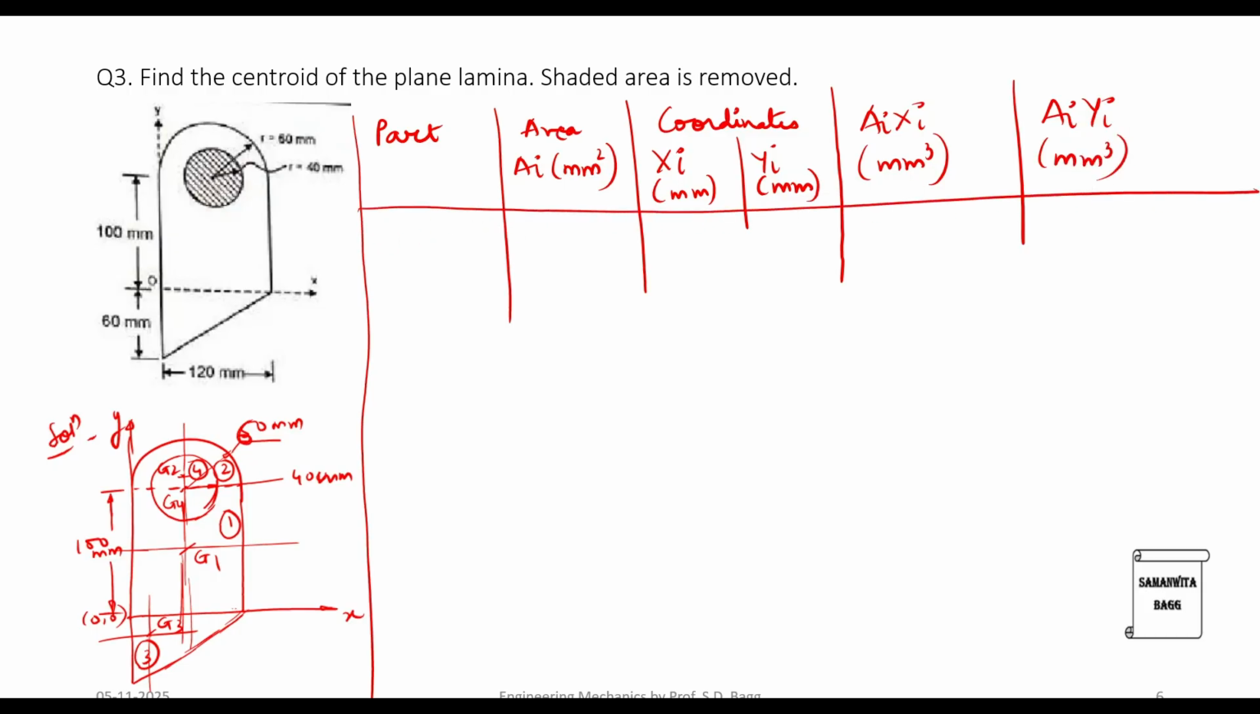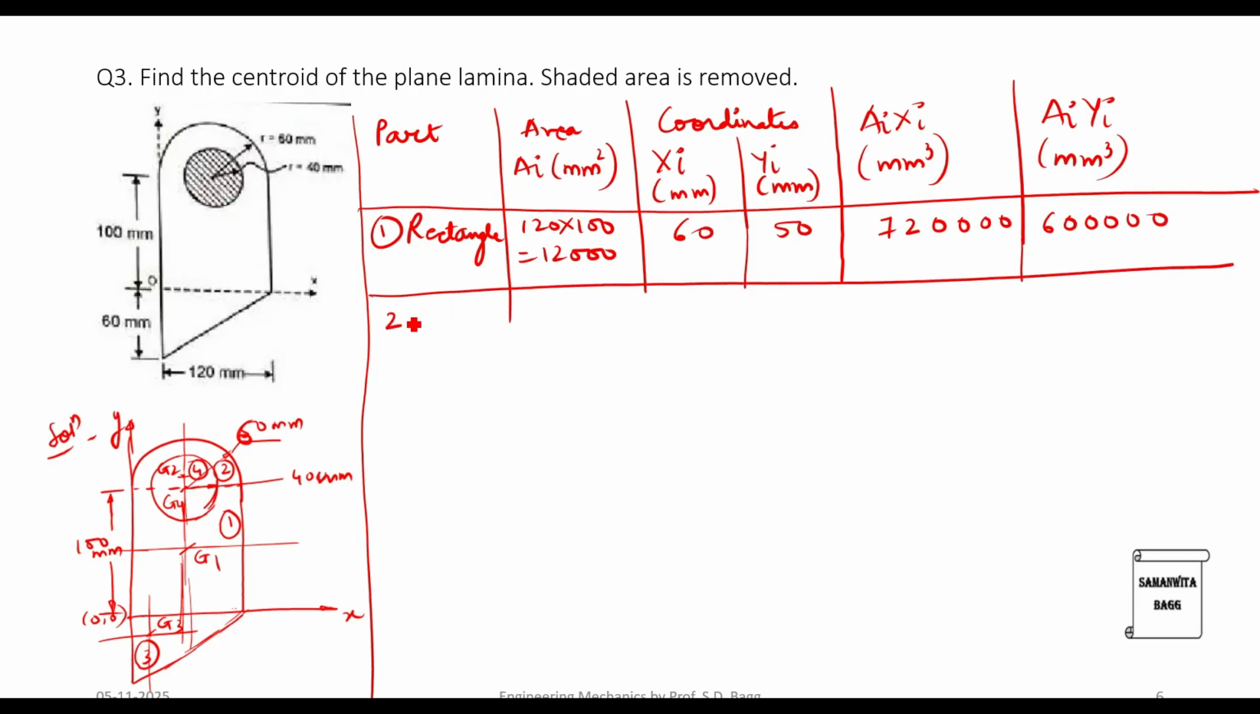So we will start with the first part, which is the rectangle, for which area will be this base, which is 120, and this height is 100. So it is 120 into 100, which is 12,000. Xi will be half of this, which is 60. Height is half of 100, 50. When you multiply, this will be 72 and 4 zeros. Here this will be 60 with 4 zeros.